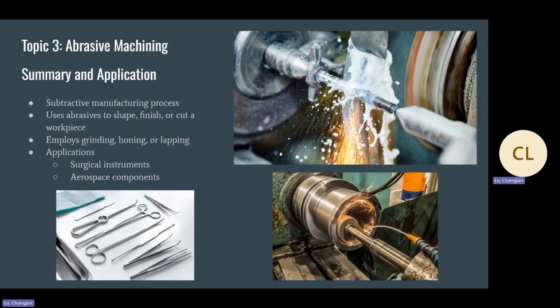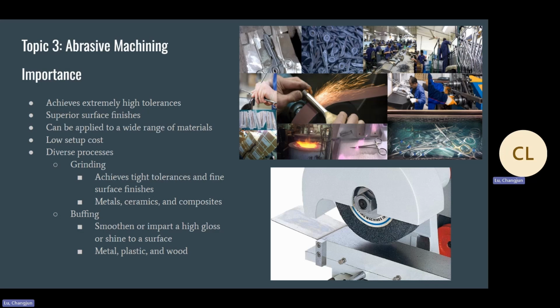Now on to the third topic, the abrasive machining process. The abrasive machining process is a subtractive manufacturing process that uses hard particles, or abrasives, to shape, finish, or cut a workpiece. It employs grinding, honing, or lapping to achieve the desired surface finish or geometry. Some applications of abrasive machining include surgical equipment or instruments to aerospace components. Its importance includes the capability of achieving extremely high tolerances and superior surface finishes. It can be applied to a wide range of materials.